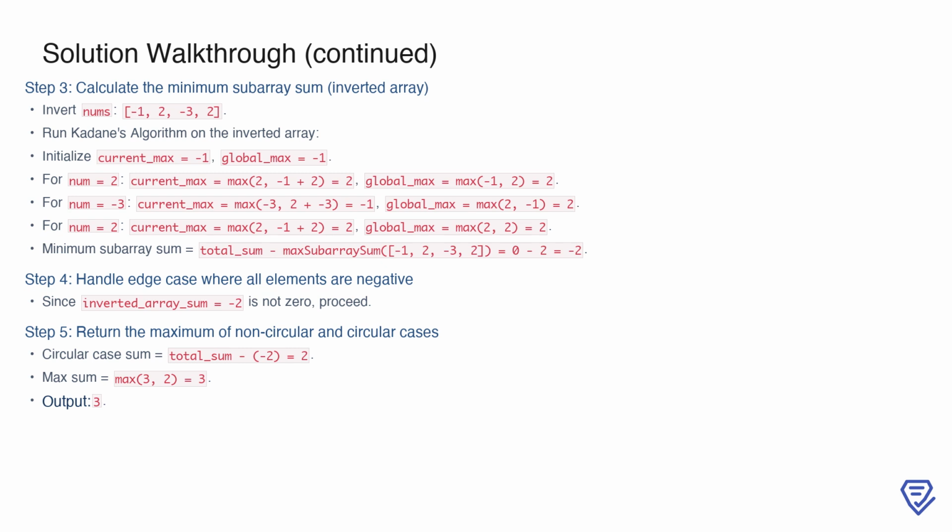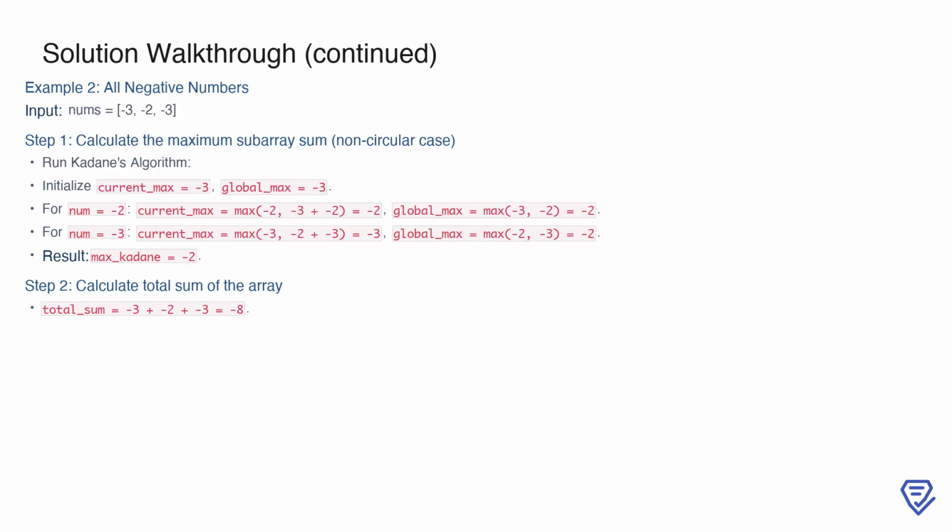Now, we handle the edge case where all elements are negative. In this example, the inverted sum is not 0, so we can proceed with calculating the circular case. The circular case sum is obtained by subtracting the minimum subarray sum from the total sum, giving 2. Finally, we return the maximum between the non-circular sum, 3, and the circular sum, 2. The result is 3. Now consider the input nums equals minus 3, minus 2, minus 3, where all numbers are negative.